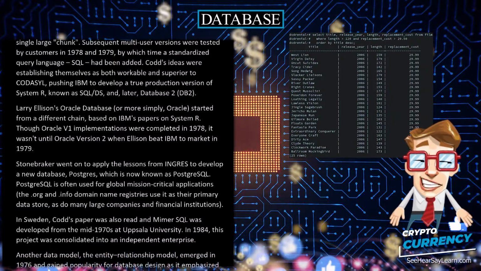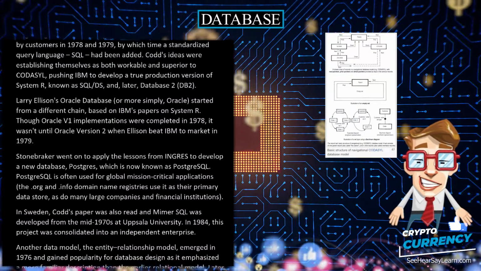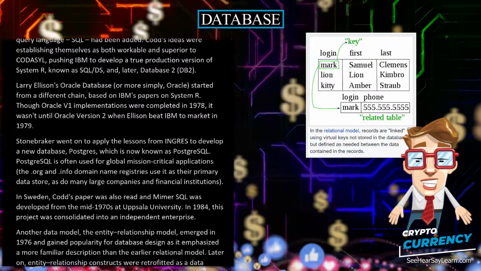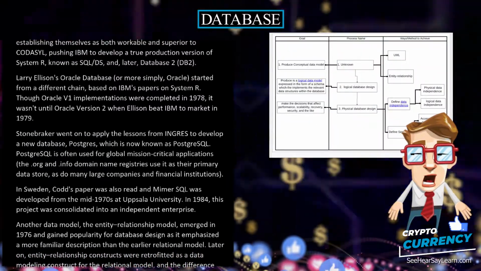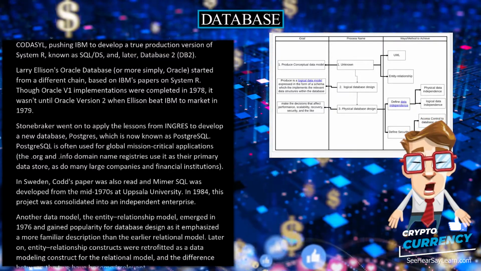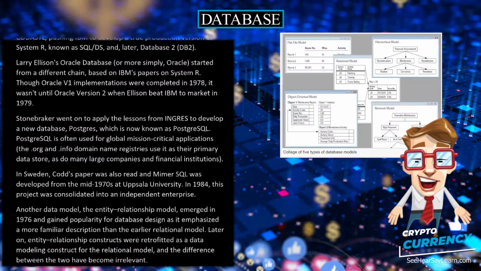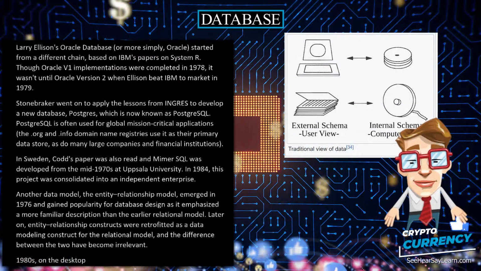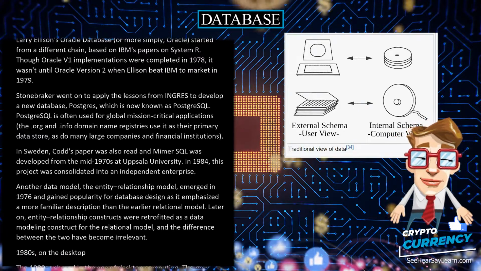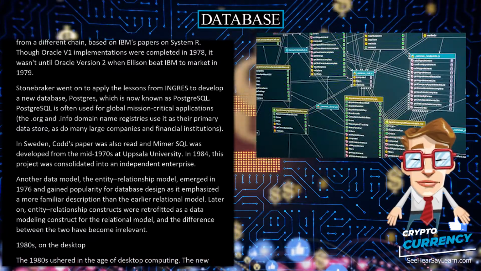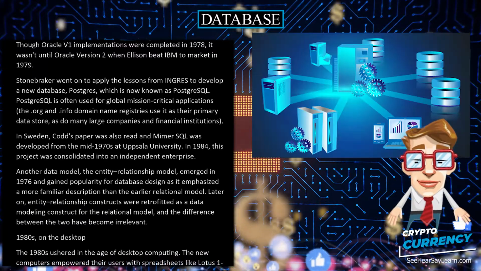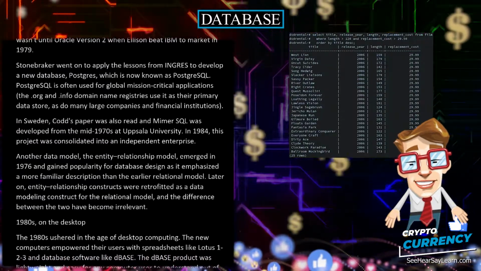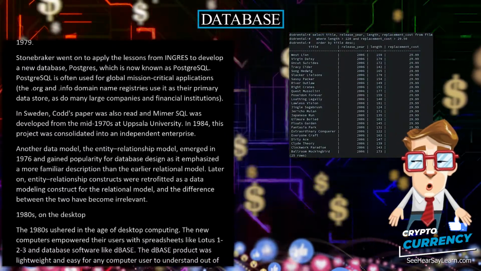Larry Ellison's Oracle database, or more simply, Oracle, started from a different chain, based on IBM's papers on System R. Though Oracle v1 implementations were completed in 1978, it wasn't until Oracle version 2 that Ellison beat IBM to market in 1979. Stonebraker went on to apply the lessons from Ingres to develop a new database, Postgres, which is now known as PostgreSQL. PostgreSQL is often used for global mission-critical applications. The .org and .info domain name registries use it as their primary data store, as do many large companies and financial institutions.